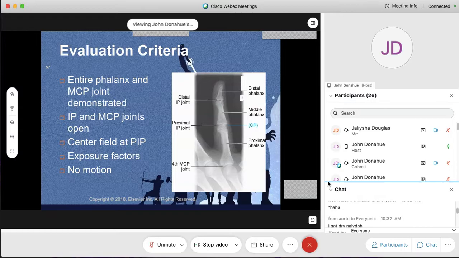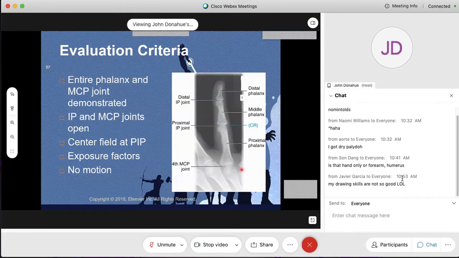Central ray is still at the PIP, using those low exposure factors, collimating nice and tight to that finger we're visualizing. We're looking for no motion at all, because even slight motion will ruin that X-ray, so we have to set fine detail on those X-rays. So there's our MCP joint all the way on the bottom of the film. That's what we have to include: MCP joint all the way to the tip of the finger on these oblique finger X-rays. So we're not as concerned as with the PA to have that entire metacarpal demonstrated. On the oblique, we're only interested in the MCP joint to the tip of that distal phalanx.